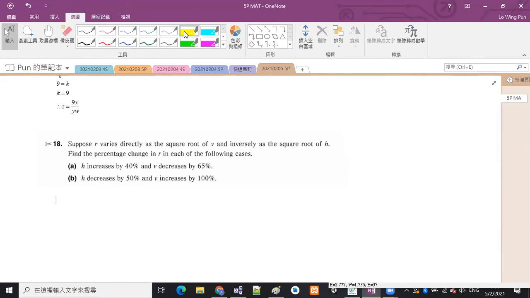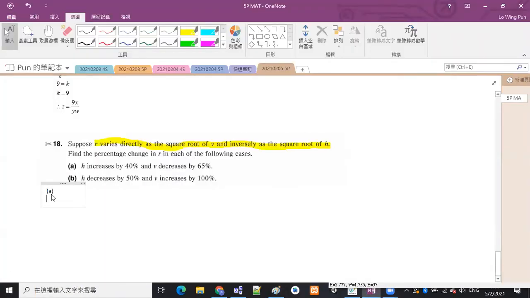OK. Number 18 is about percentage change. Suppose R varies directly as the square root of V and inversely as the square root of H. 好啦，兩個都係 square root.